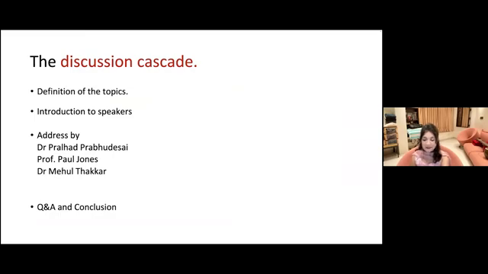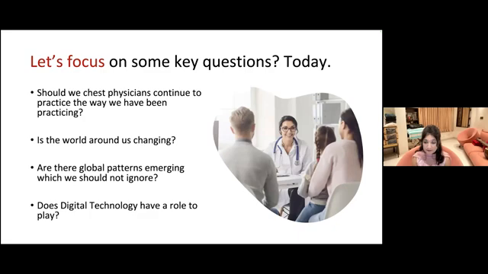The discussion cascade is going to be something like this. So in today's meeting, we are going to do something different. We are going to define the various topics which are important and the gaps, and then our eminent speakers are going to address each of these problems and they're going to give us digital solutions for this. And therefore, I think it's going to be extremely important. So first we'll have the definition of topics, followed by our introduction of speakers.